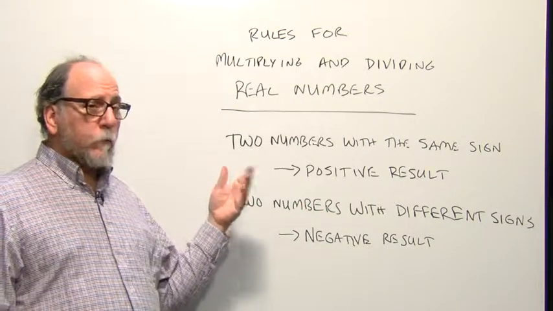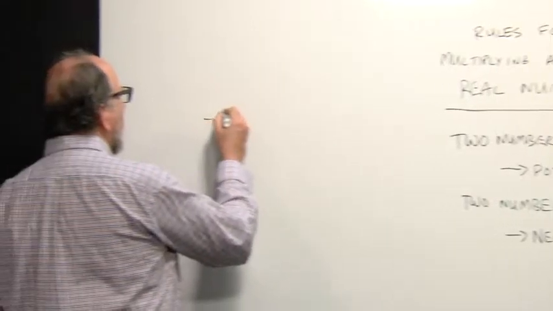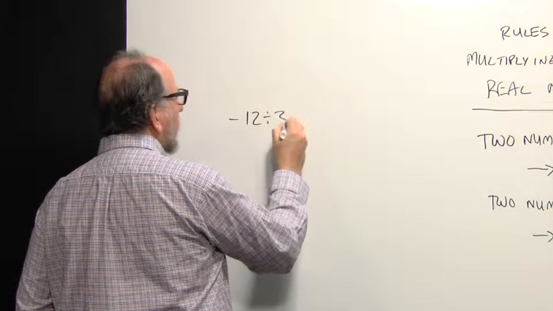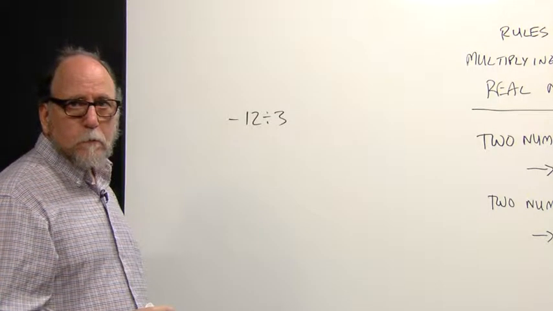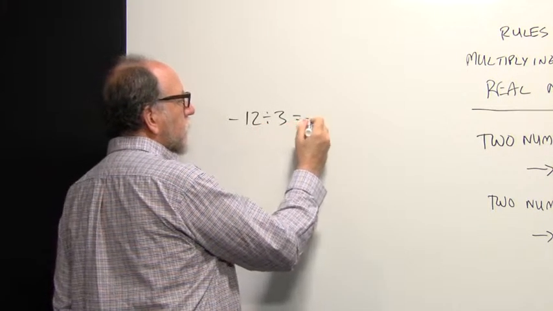That works the same for division as it does multiplication. So, for instance, negative 12 divided by 3, okay, is a negative divided by a positive, negative 4.